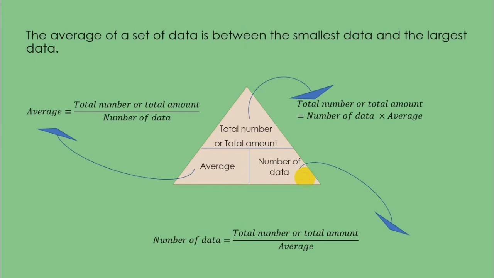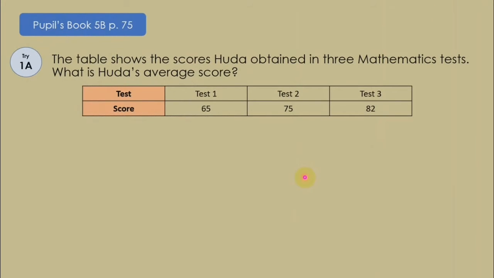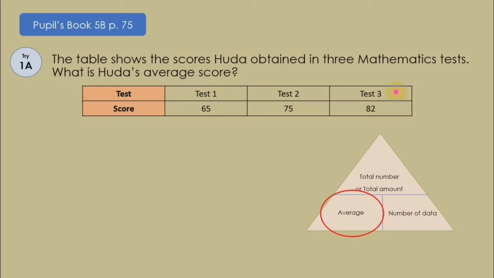Good! Now, please open your textbook on page 75, try 1A. The table shows the scores Huda obtained in 3 mathematics tests. 1, 2, 3. What is Huda's average score? How can we find the average score Huda obtained? Good job! Divide the total scores by the number of mathematics tests.